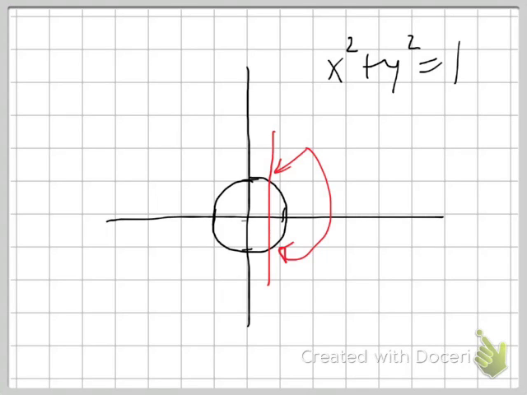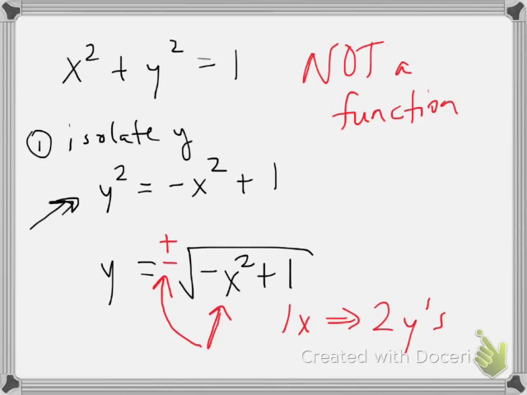And so the fact that if I draw a vertical line, meaning my x is fixed, then I'm going to intersect my circle in 2 spots, which confirms what I'm saying right here. 1 x gives us 2 y's.